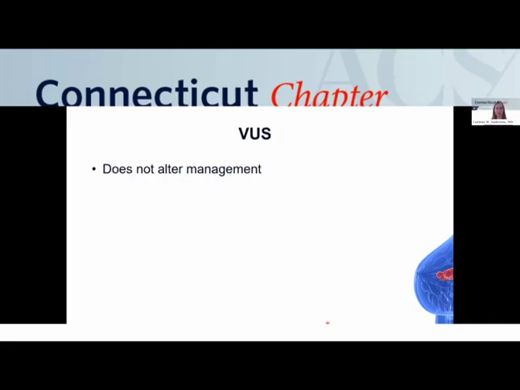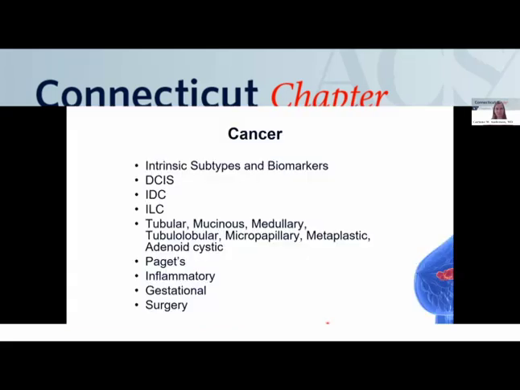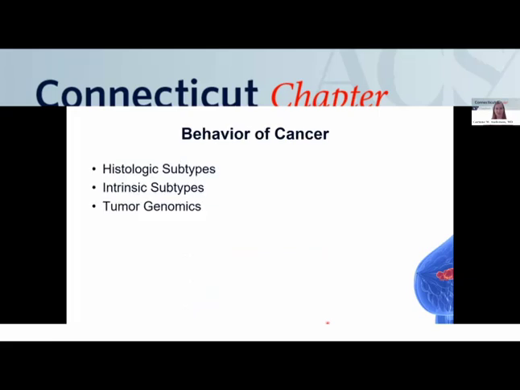And the last point with genetics, remember that in addition to a positive result or a negative result, you can get a variant of uncertain significance. We treat these as benign. The majority ultimately will be reclassified as benign. They do not alter our management. So moving on to cancer. We'll go through intrinsic subtypes and biomarkers, some classic subtypes, and then some rare types, and then discuss surgery.